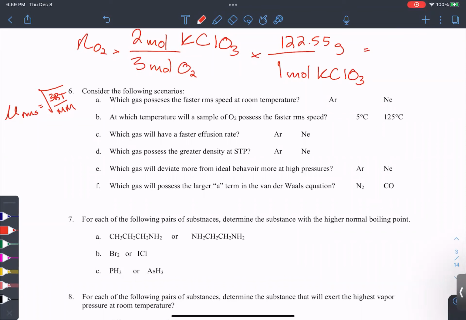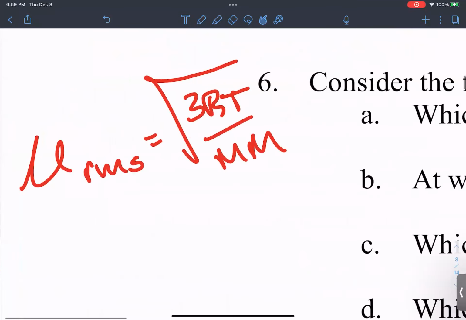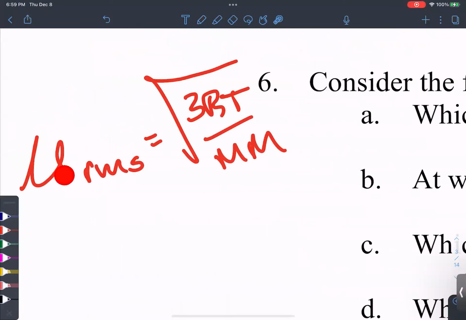And what's great is that all of the trends are in here, because if we look at this equation, what are the ways that this velocity can increase? 3 is a constant, so that can't change velocity. R is a constant, that can't change velocity. But what about temperature? If temperature goes up, velocity goes up as well. So hotter samples on average are moving, those particles are moving faster. Also, our intuition says that too.